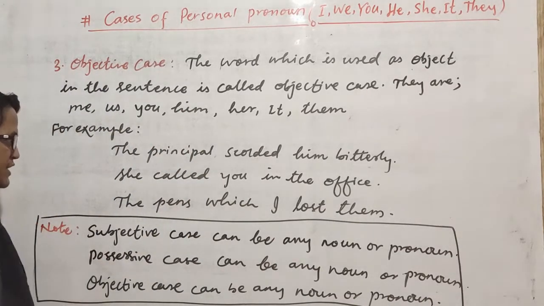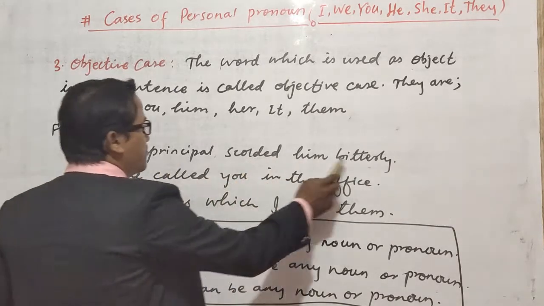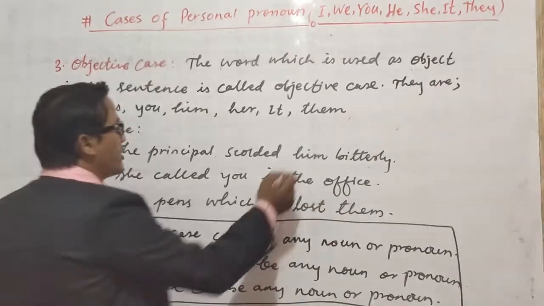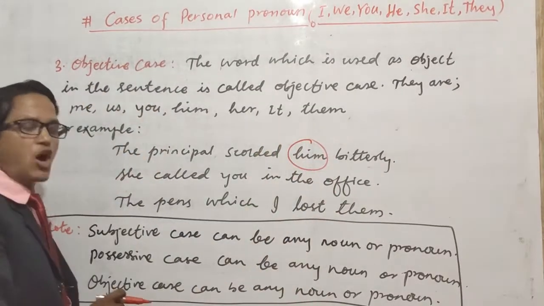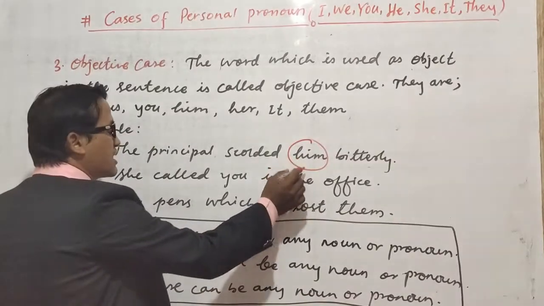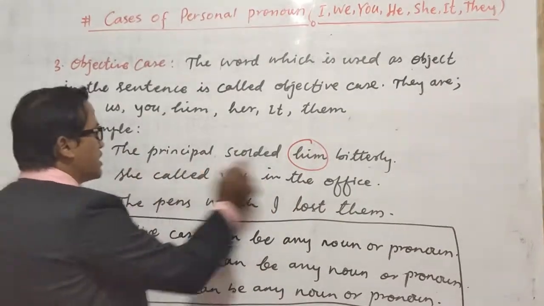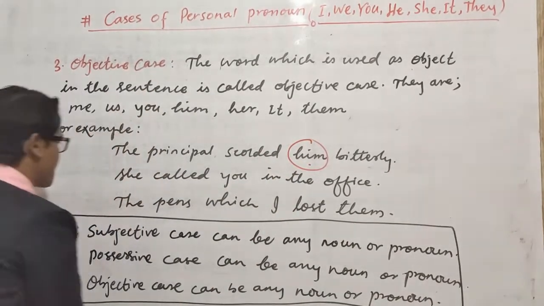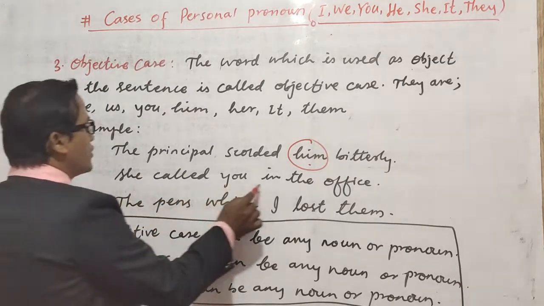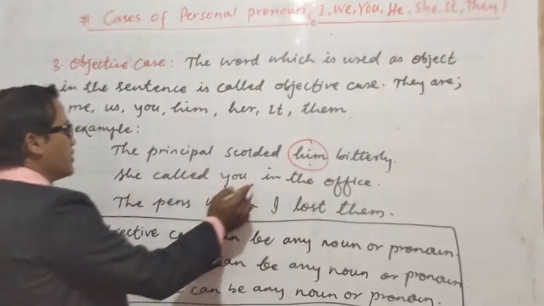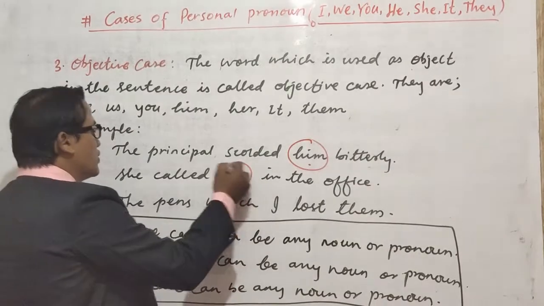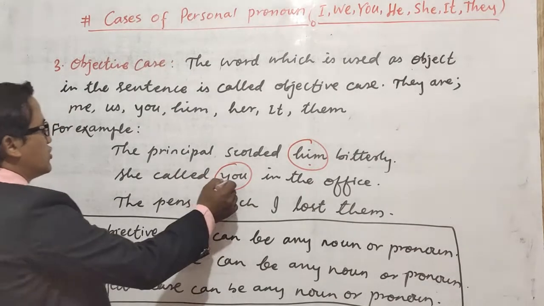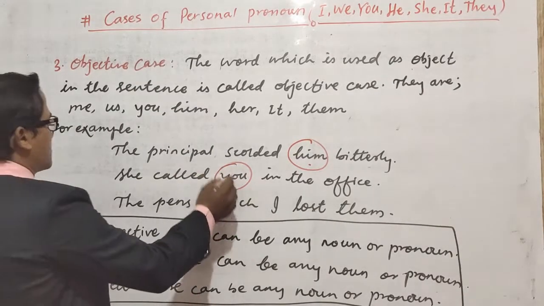For example, you can see here, the principal scolded him bitterly. Here the word him is used as object in the sentence. This is acting as object in the sentence, that's why this is called objective case. Similarly, she called you in the office. Here the word you is also functioning as object in the sentence. That's why this you is also a personal pronoun and this is a personal object.